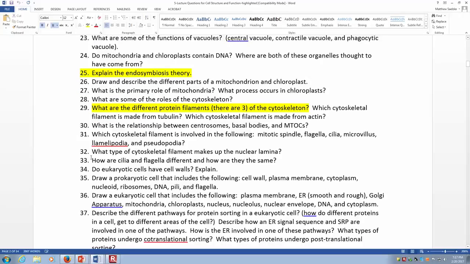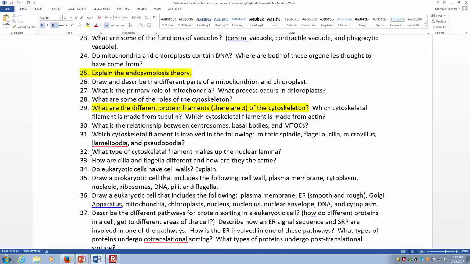So we said that there are three different protein filaments that make up the cytoskeleton. Does anyone remember the name of the three filaments? Microtubules is one of them. Great. Microfilaments. Great. What's the last one? Intermediate filaments.